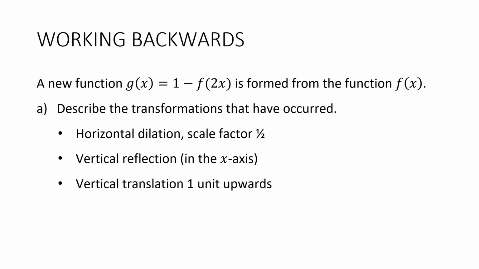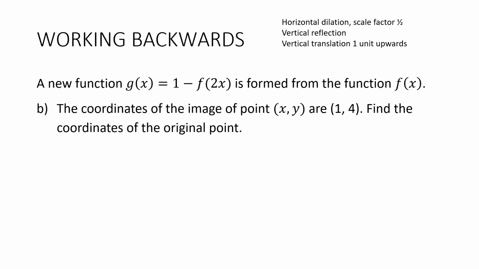Okay, we're going to finish off by doing a question that's quite tricky because we're going to be working backwards. Remember this question? We did it earlier on. New function g of x is equal to 1 minus f of 2x is formed from the function f of x. And we described the transformations that had occurred. There was a horizontal dilation, a reflection in the x-axis, and a vertical translation. Here's the question. The coordinates of the image of point (x, y) are (1, 4). Find the coordinates of the original point.